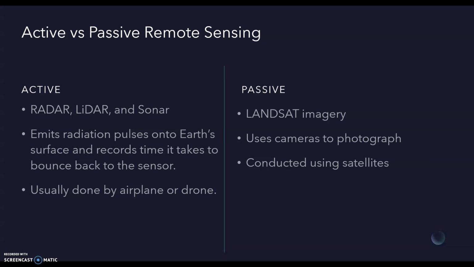Passive satellite imagery mainly consists of Landsat imagery, and it's using cameras to essentially photograph the Earth's surface and also take in the visible and invisible light spectrum. So it's conducted using satellites that orbit the Earth.